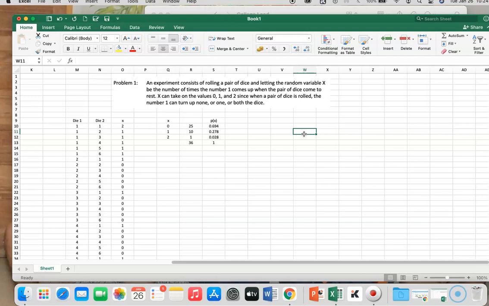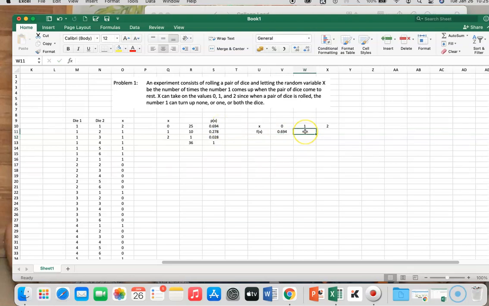Next in line is how do we construct the cumulative probability distribution, the cumulative distribution function associated with x. So let's have here our x: 0, 1, 2. And then our cumulative, let's have F of x. This is equal to the first one: when x is equal to 0, p of x is equal to 0.694.